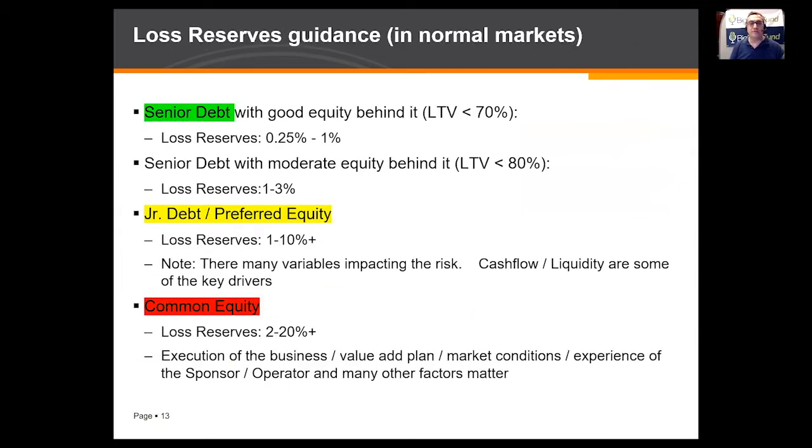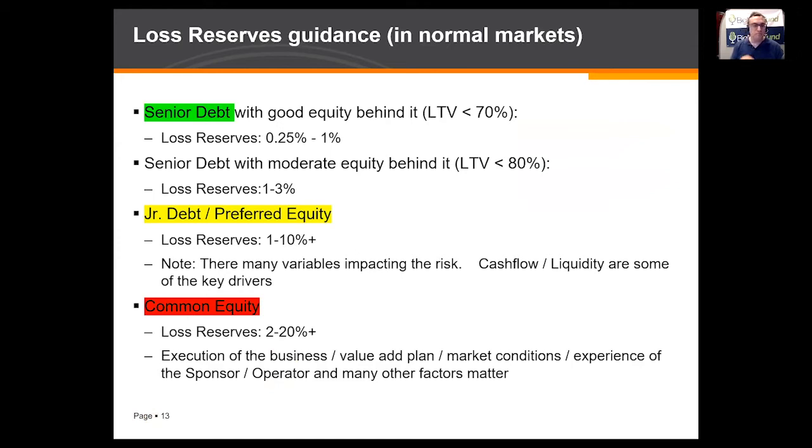So here's loss reserve guidance in a normal market. These numbers are not guaranteed. These numbers are my personal opinion. They could be different with different folks. They could be different in different projects. It's a matter of opinion. All it is is just my understanding of what these numbers should look like in normal markets, but they may be different on different projects. So I'm giving you some level of ranges so you have an idea what to assign when you're looking at these types of projects and what you're investing into.